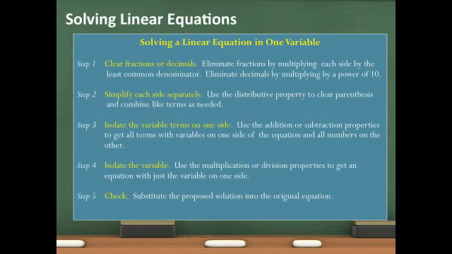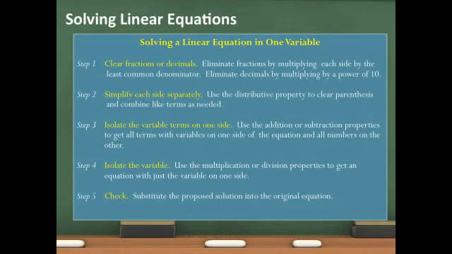In addition to knowing the properties just described, it is important to follow 5 steps when solving linear equations. Step 1 is to clear fractions or decimals from your equation, if you have any. To eliminate fractions, multiply the entire equation by the least common denominator. To clear decimals, multiply by a power of 10. Step 2 requires that you simplify each side separately. To do this, use the distributive property to clear parentheses and combine like terms as needed.